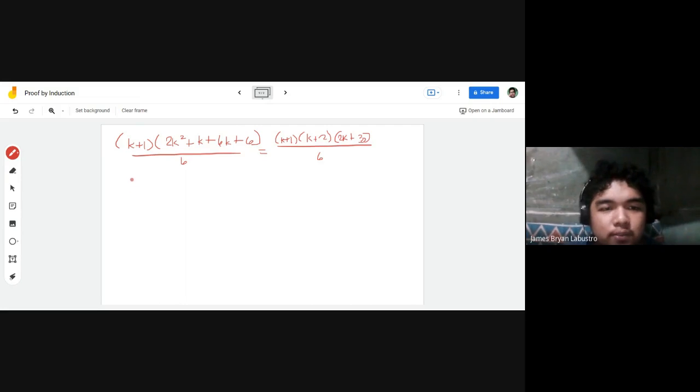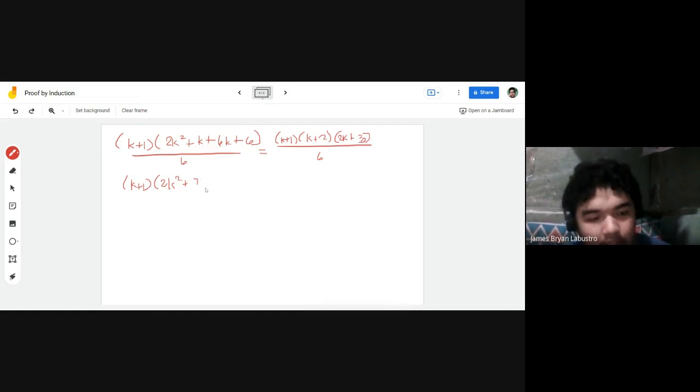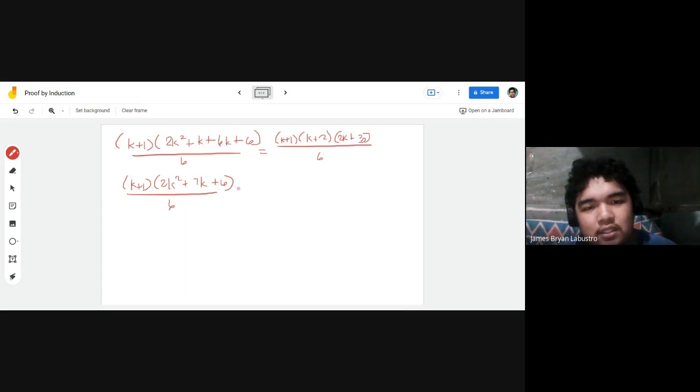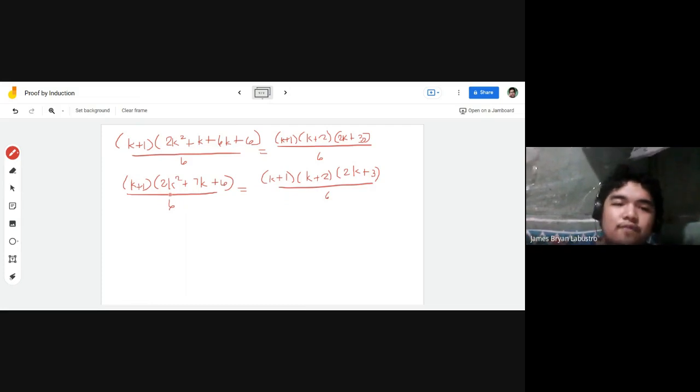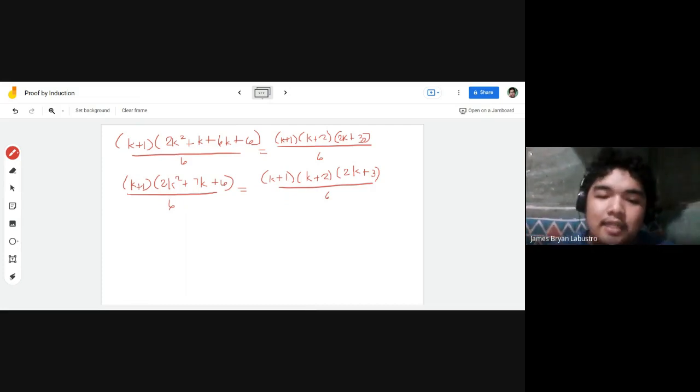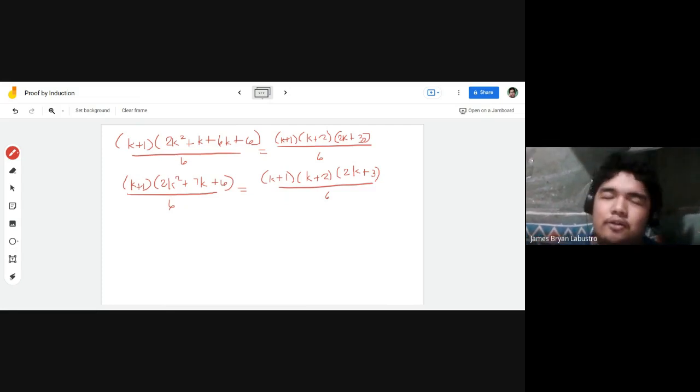Then we are going to simplify, so we have (k+1)(2k² + 7k + 6) all over 6 equal to (k+1)(k+2)(2k+3) all over 6. So now we have 2k² + 7k + 6 and it can be factored. Okay, it can be factored. So how are we going to do that?